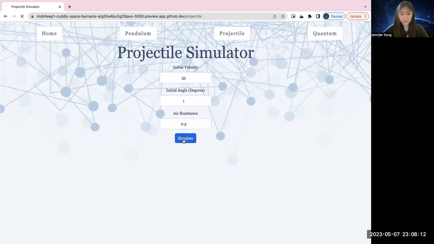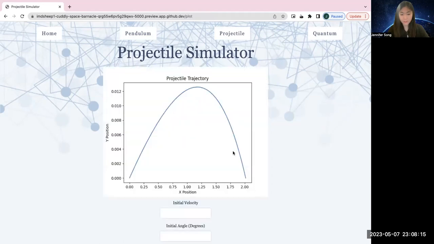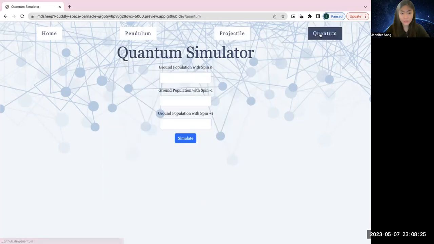And so when we simulate it, we can see the behavior of this projectile is indeed what we think it should be. From throwing a baseball, for example, we can see it goes through the air and it slows down at the end because of air resistance. And finally, let's look at the quantum simulator.